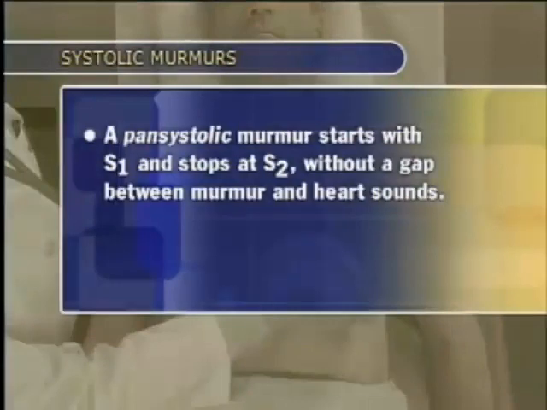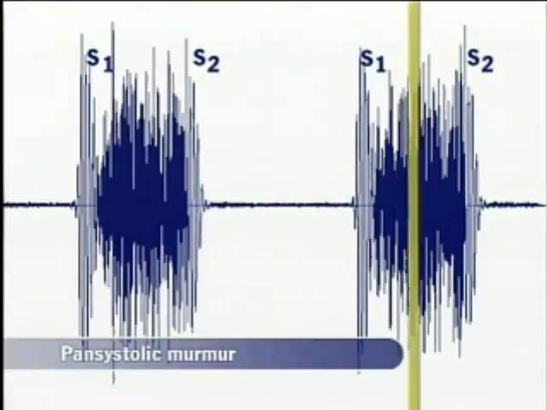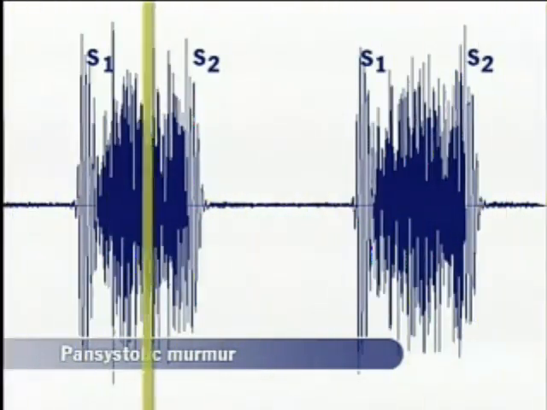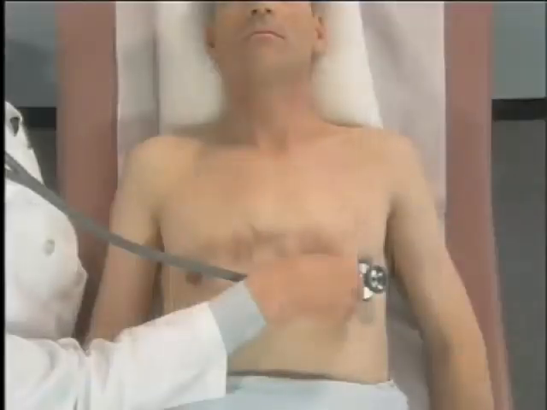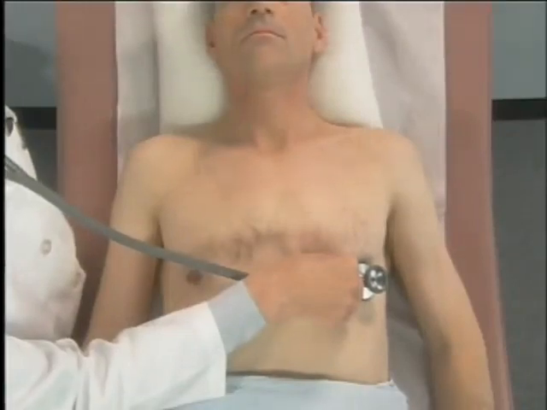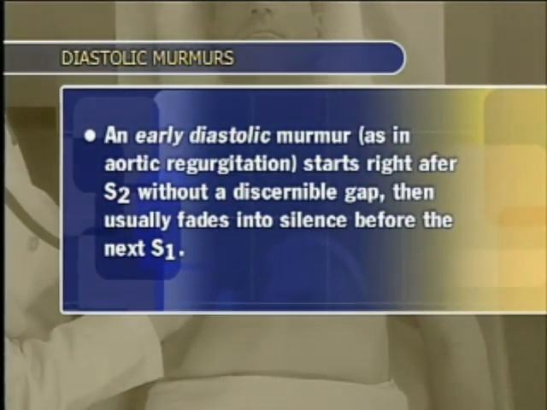A pansystolic murmur, as heard with mitral regurgitation, starts with S1 and stops at S2 without a gap between murmur and heart sounds. Let's turn our attention next to diastolic murmurs. An early diastolic murmur, as in aortic regurgitation, starts right after S2 without a discernible gap, then usually fades into silence before the next S1.